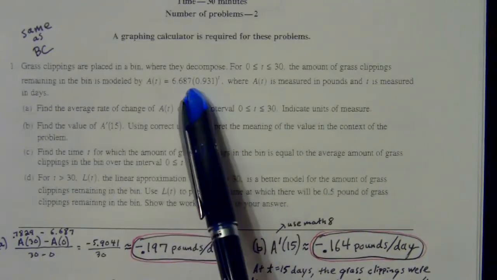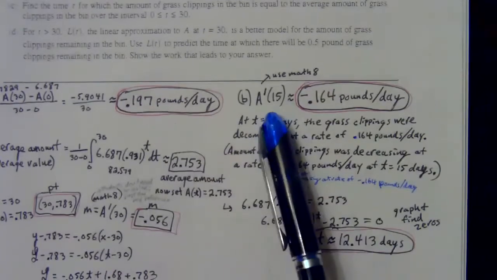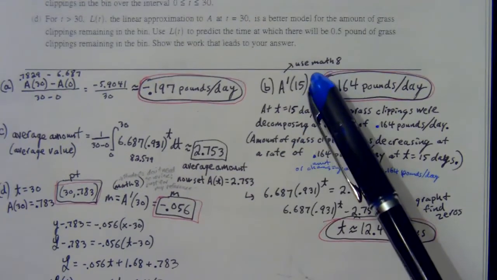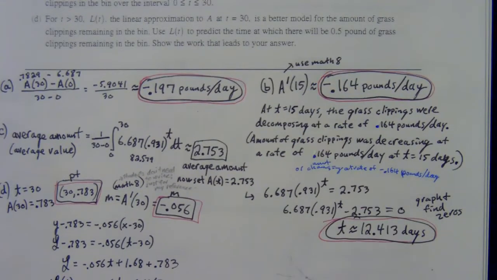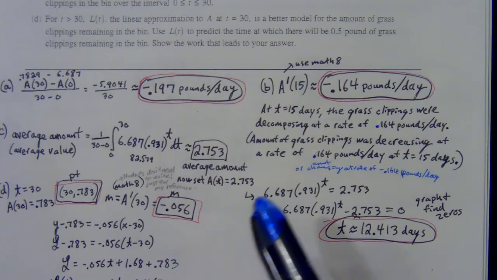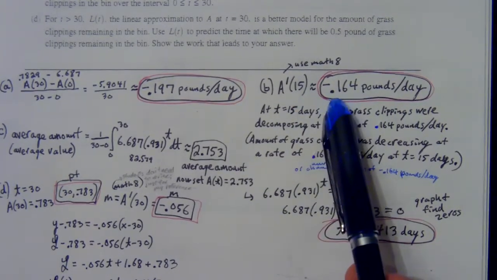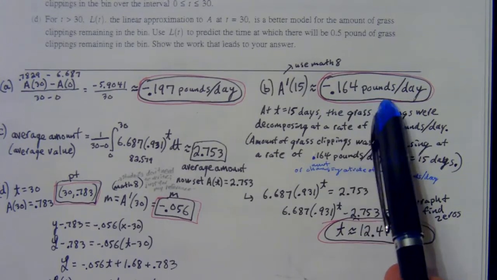But remember, if you're supposed to take the derivative at a particular number and you're on the calculator part of the test, math 8 that function. Don't take the derivative. It'll take the derivative for you and plug it in. And so if you forgot how to do the math 8, rewatch that graphing calculator video that I made. And then this also, so you're going to get this negative 0.164 pounds per day.